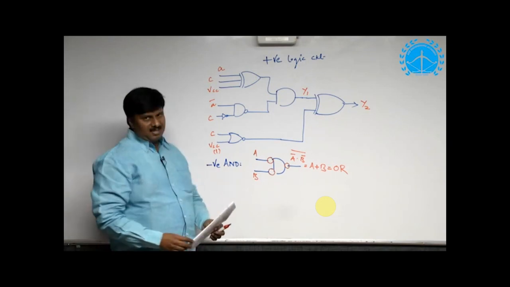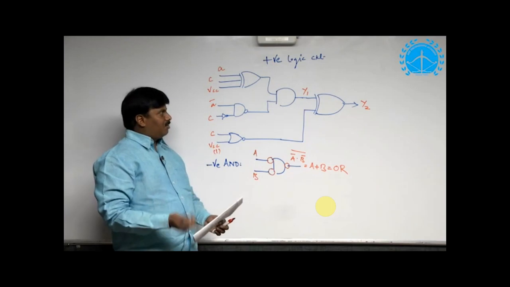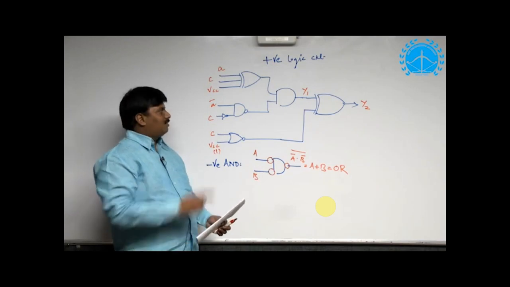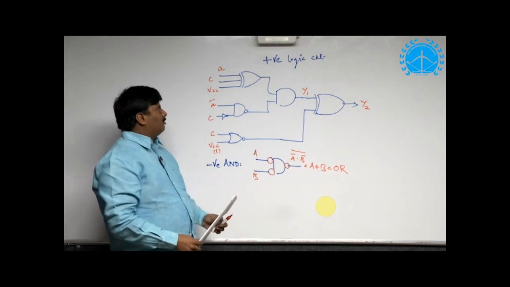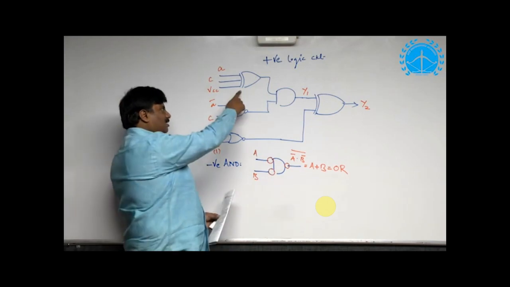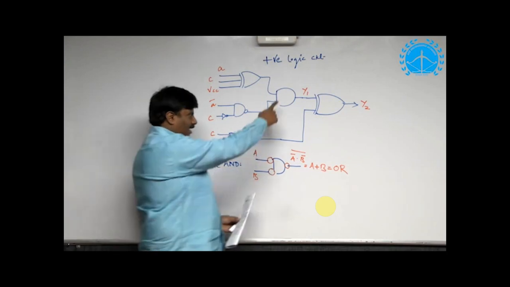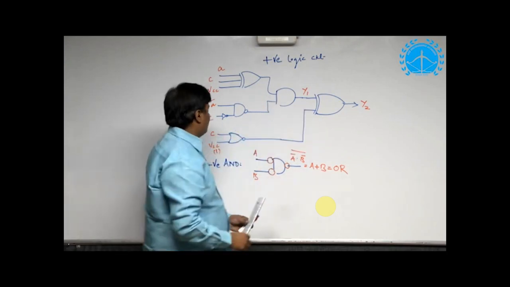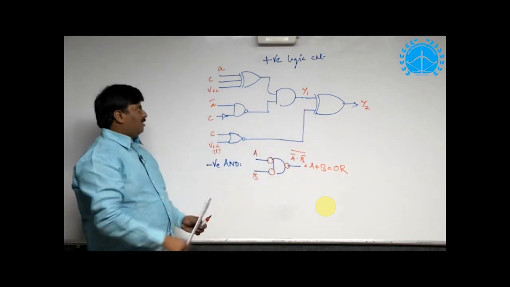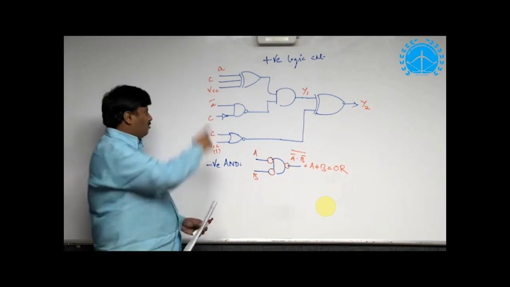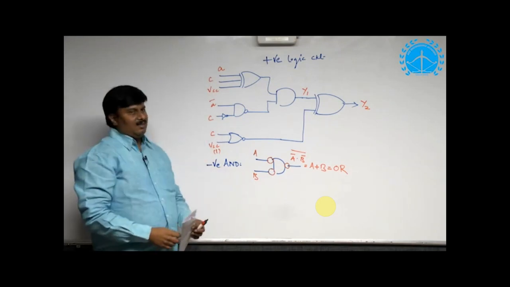If it is a conventional question, we have to redraw this with the negative logic equivalent. The complete circuit is redrawn by converting XOR as XNOR, NAND as NOR, NOR as NAND, AND as OR, by keeping the variables the same, A as A, C as C, A bar as A bar, and VCC to be ground, like that, and solve the question.